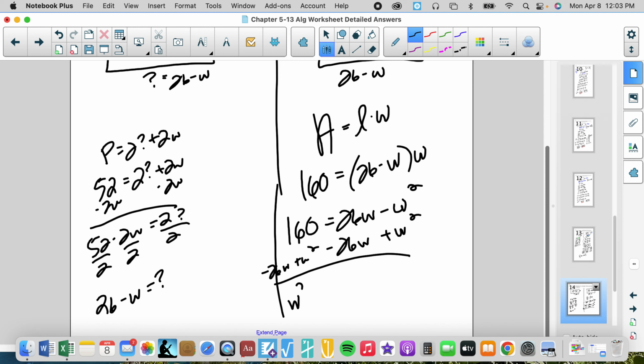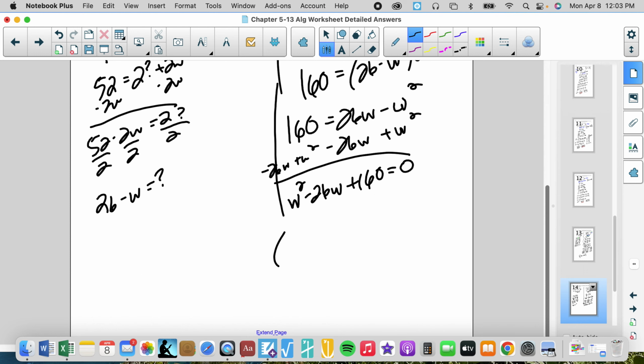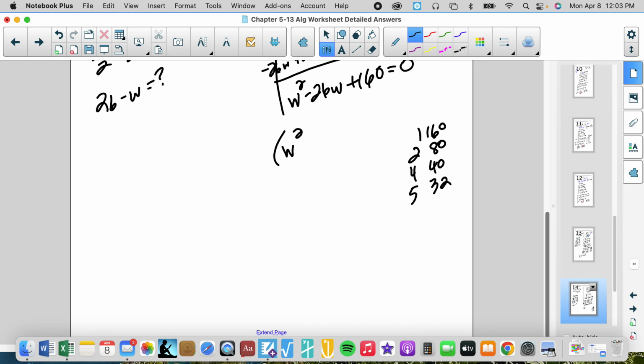We get W squared minus 26W plus 160 equals 0. Factors of 160, when they're the same, equals 26. 1 and 160. 2 and 80. 3, no. 4, yes. 4 and 40. 5, yes. 5 and 32. 32? Yeah, that's a weird one.